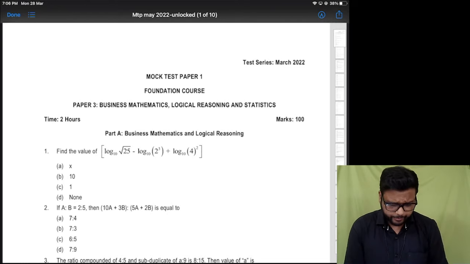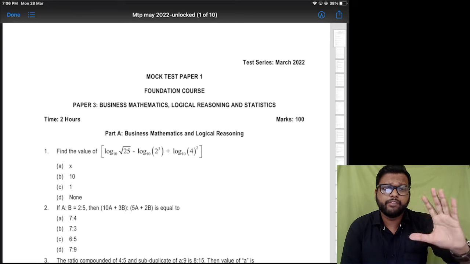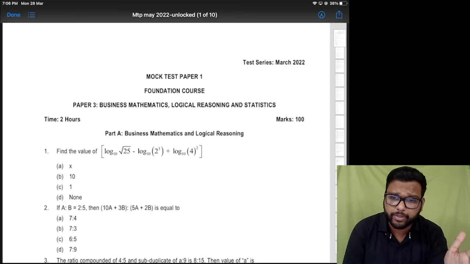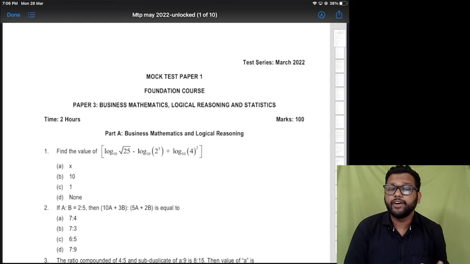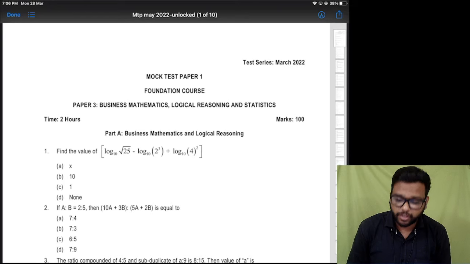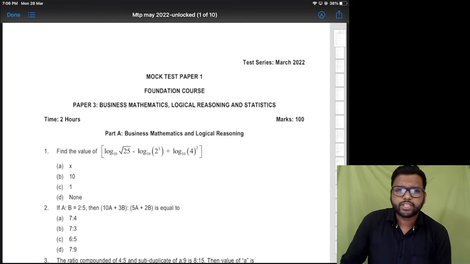Next is, in this paper they have given maths part first, then logical reasoning, then statistics. That is what they do in MTP. But that is not the case in final exam. In final exam, all questions will be random. So be prepared for that. Okay. Fine. So let's start immediately.